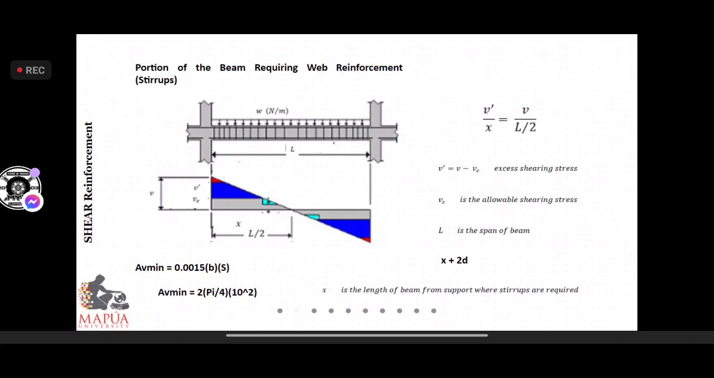That's the considered transverse dimension, and S is the spacing of the stirrups, from here to this one or this one. And a minimum area is equal to 2 times pi over 4 times 10 squared because the minimum diameter recommended by the code is 10 millimeter diameter. The reason we have 2 here is because on both sides there will be 2 legs resisting shear action. That's the reason we have 2 as constant here. So 2 pi over 4 times 10 squared as the minimum Av.